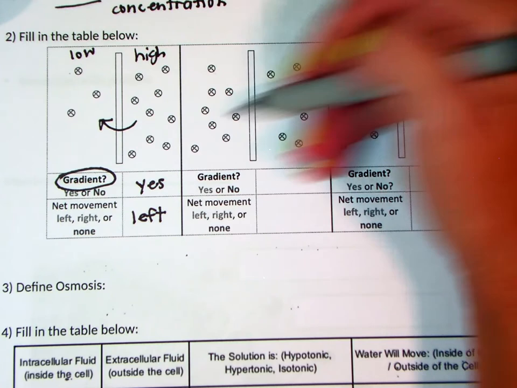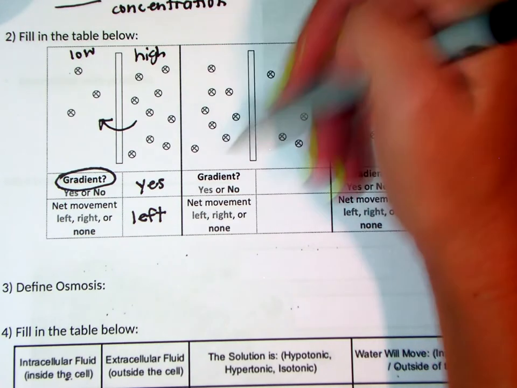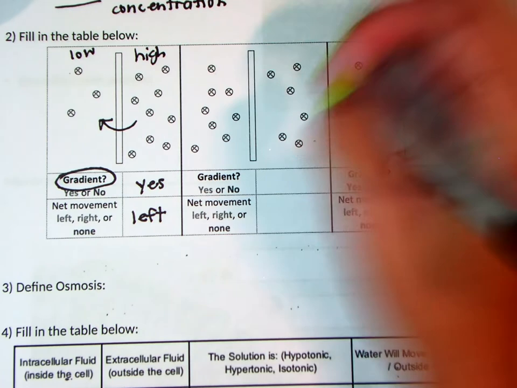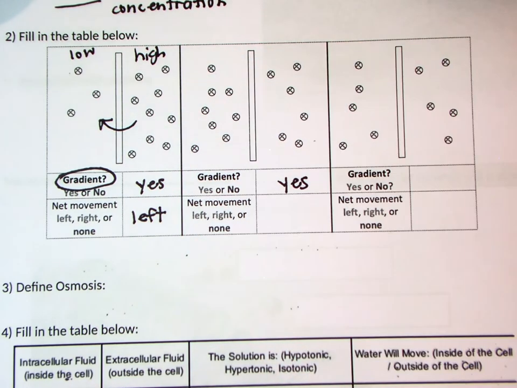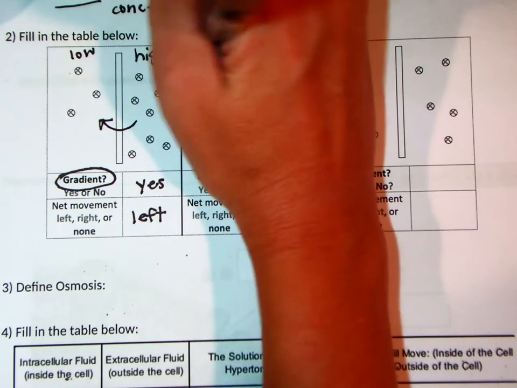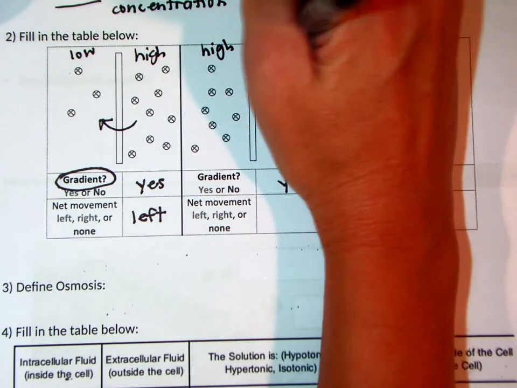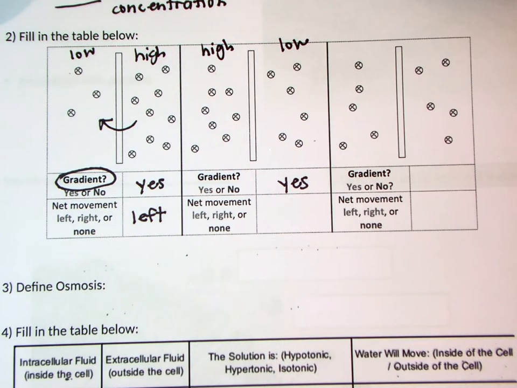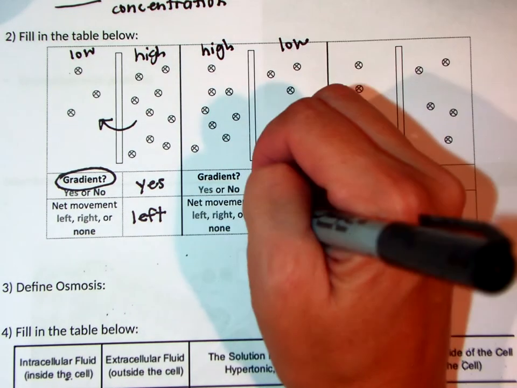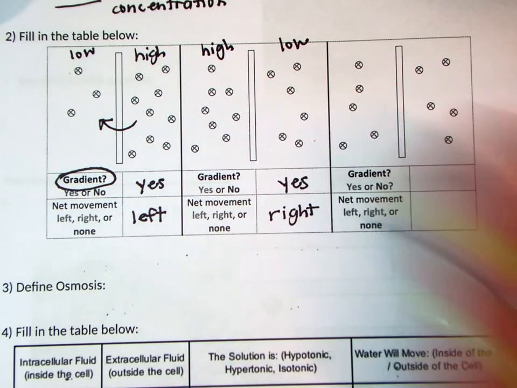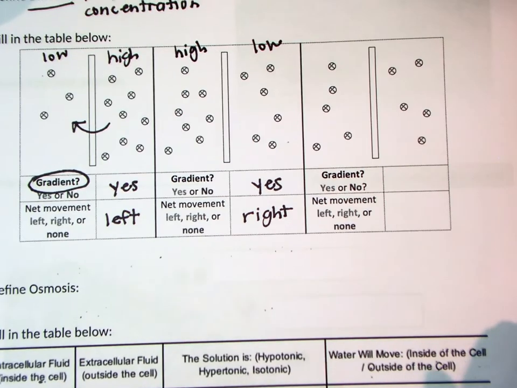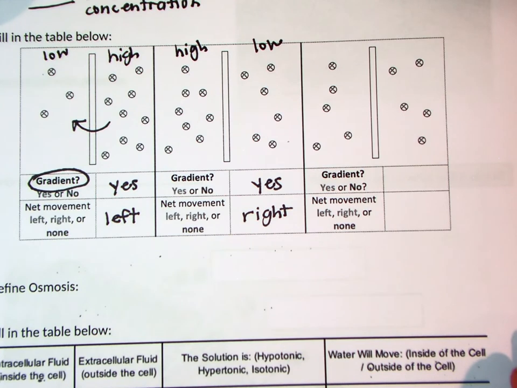So here, is there a gradient? Yes, there appear to be more solutes on this side than this side, so yes. And the net movement, it's going to go from high to low, so let's determine which side has the higher solute concentration, and that would be this one. And this one has the lower. So the movement will be from the left to the right. High to low. Diffusion is high to low.